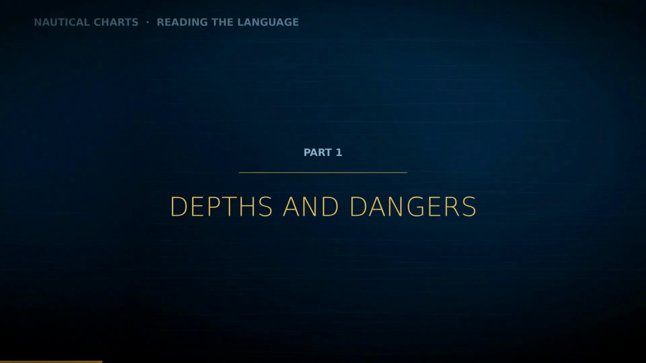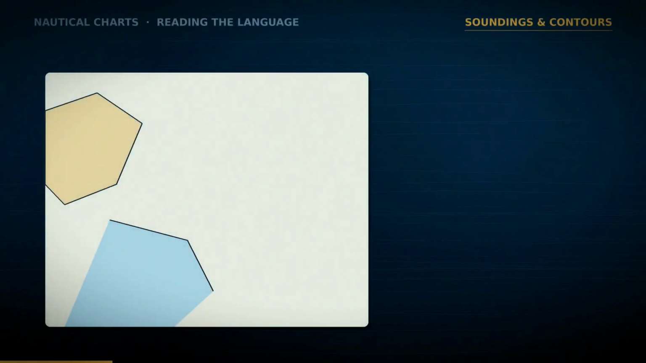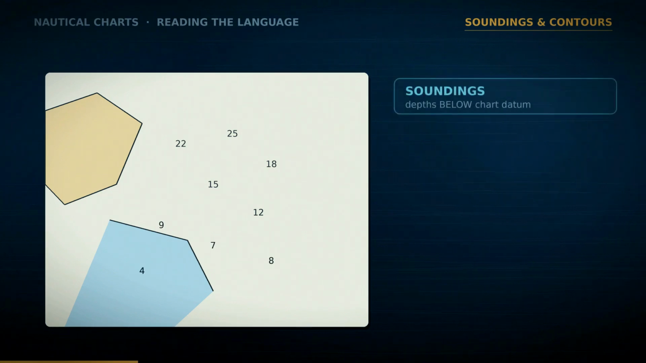Part 1. Depths and Dangers. The scattered numbers are soundings, depths below chart datum, which is roughly the lowest tide you will normally meet. So the real depth is almost always the charted number plus the height of tide. The chart is deliberately pessimistic.